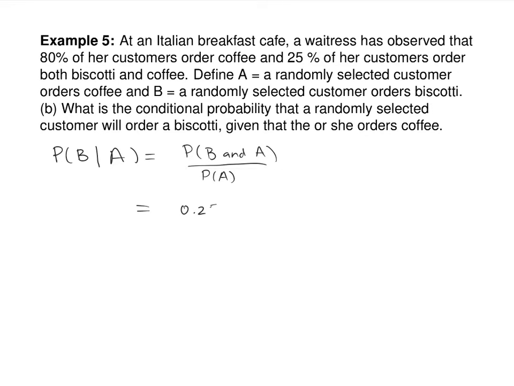Do you know P of A? That was 0.8. So that's 0.3125. Is that okay? All right.